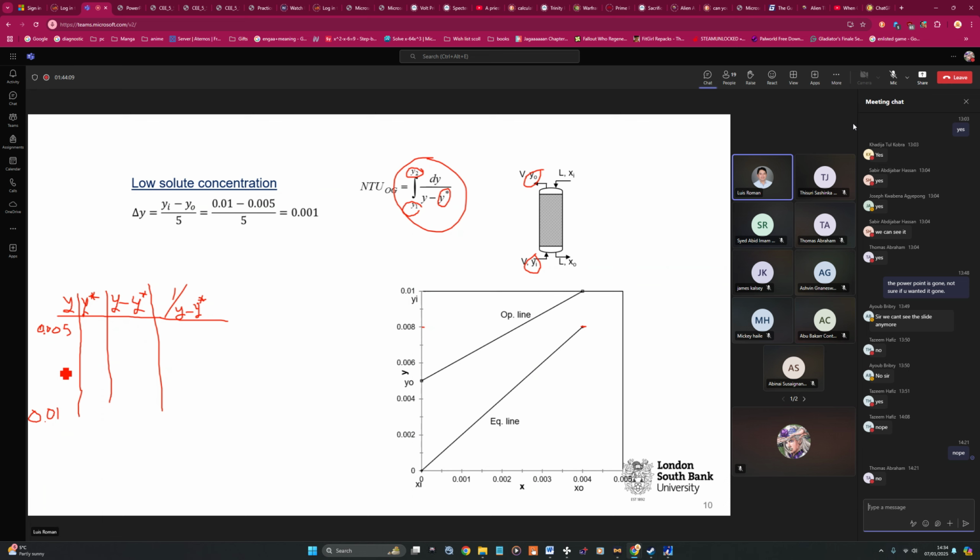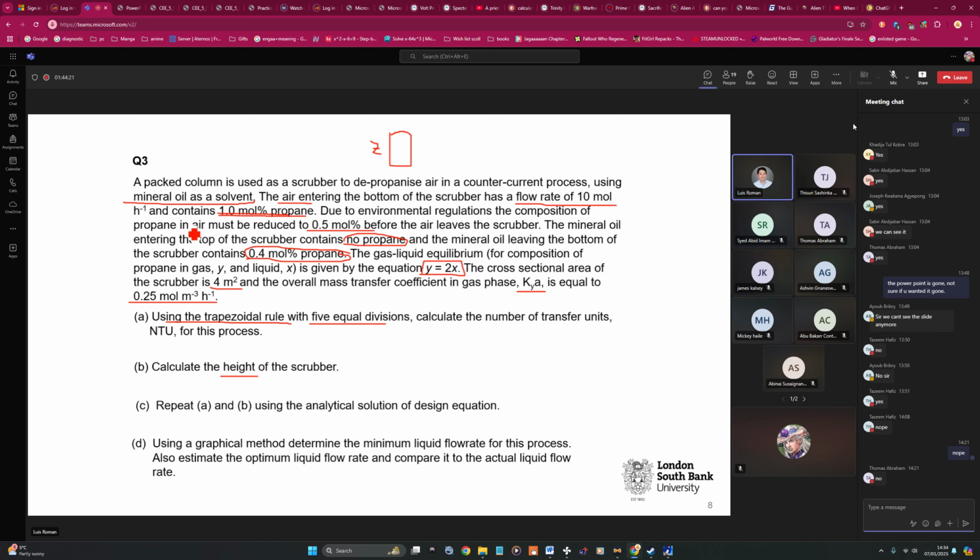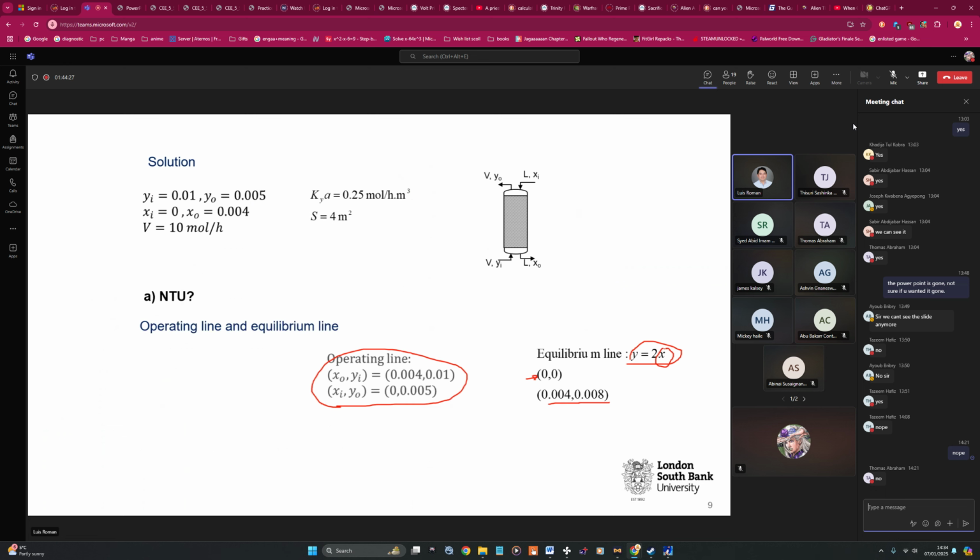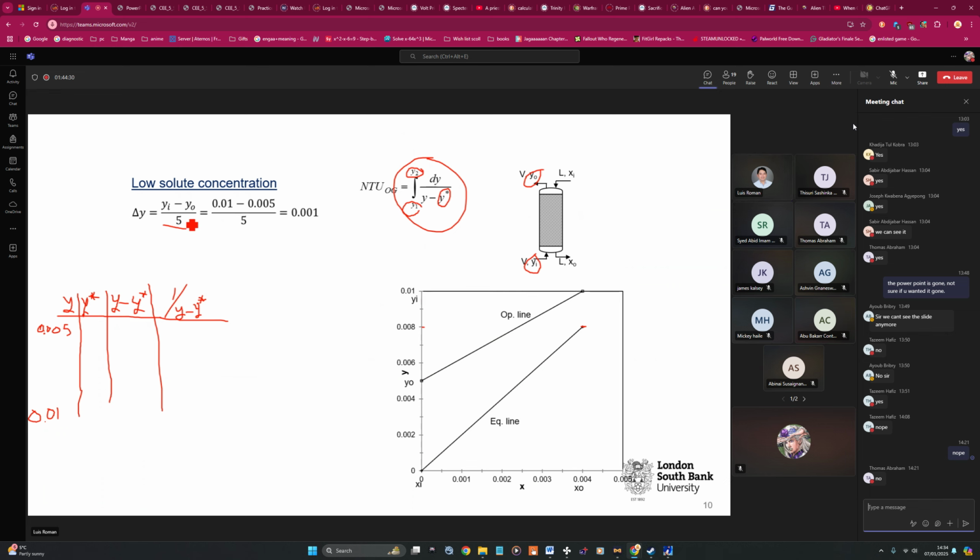And we need different values between 0.005 and 0.01, because the problem says you have to use 5 elements. Let me go back for the integration: 5 equal divisions, the trapezium rule. That means that the step change is given by the upper limit minus the lower limit divided by 5, the number of elements. So you have increments of 0.001. So you go from 0.005 to 0.01 in increments of 0.001.